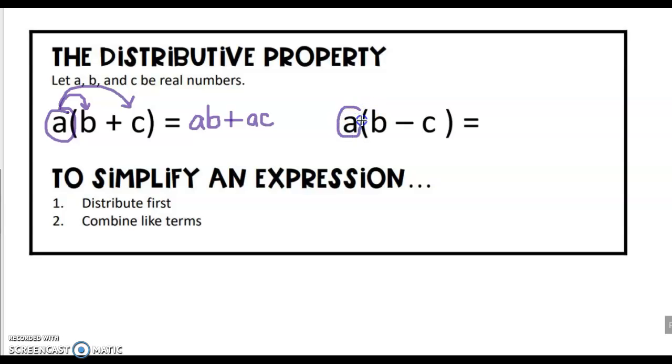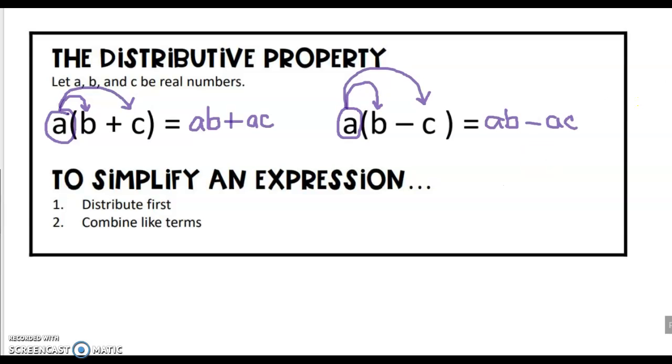Now let's take a look at this one with subtraction. Once again, I circle the letter, or the number in your case, on the outside of the parentheses. I'm going to multiply it by each term inside the parentheses. A times B is AB. A times C is AC. And notice that on the outside I have a positive times a negative C, so that becomes a negative AC. So remember, you're going to distribute first and then you combine like terms. Well, let's talk about combining like terms.